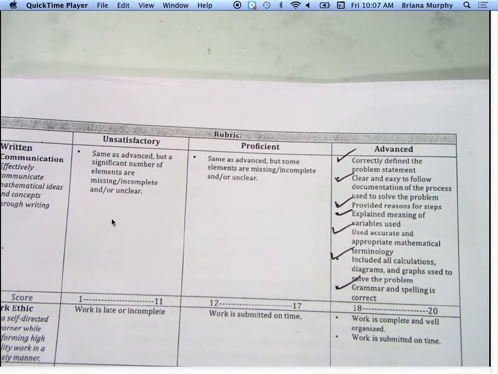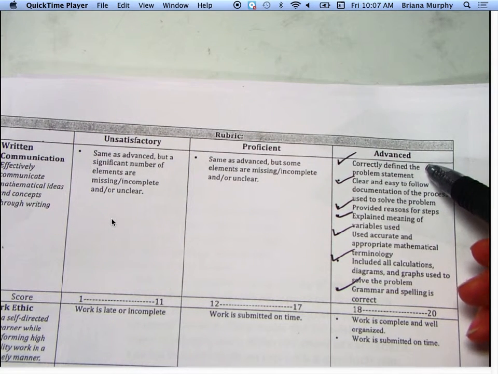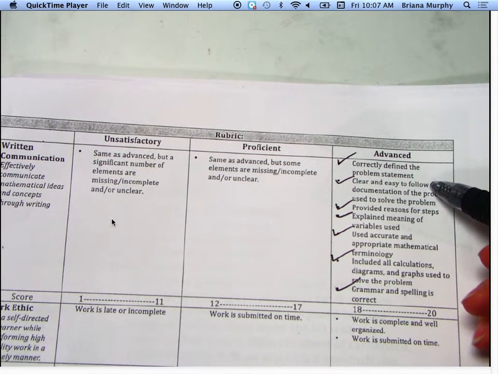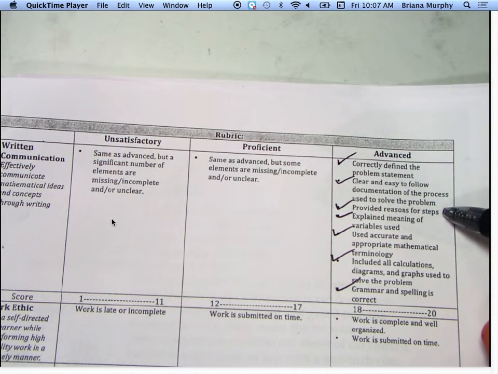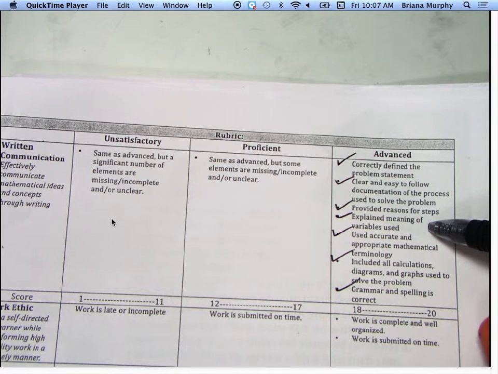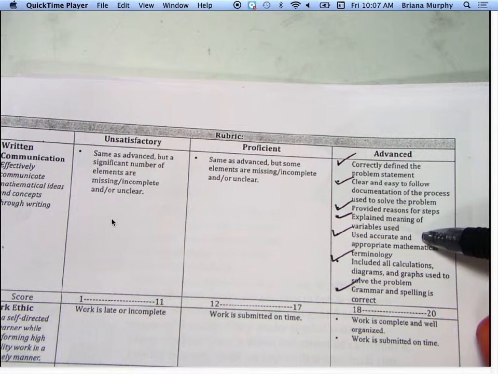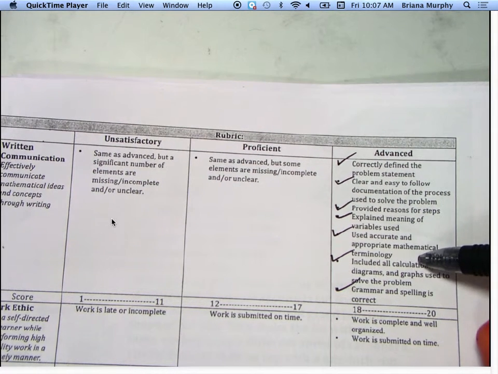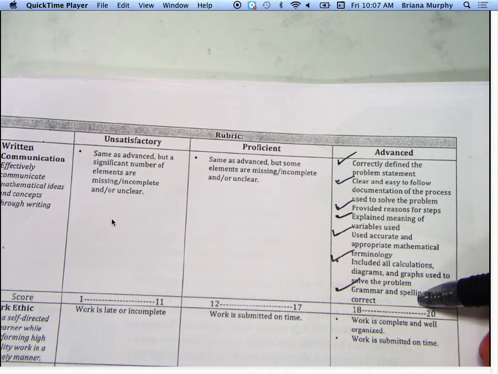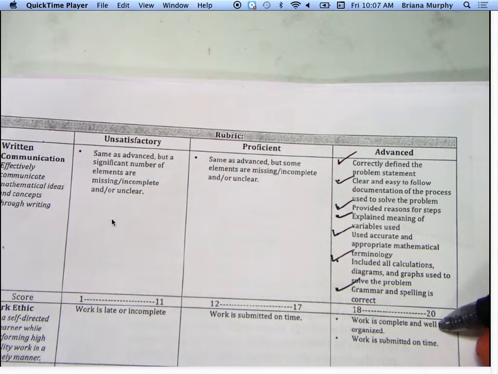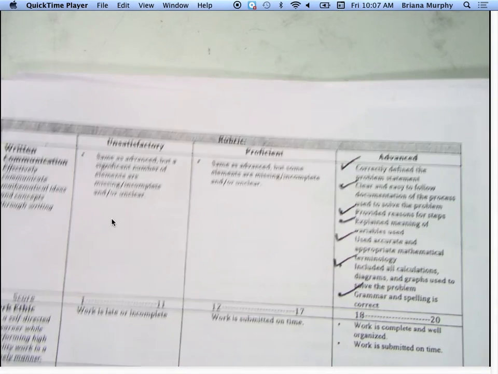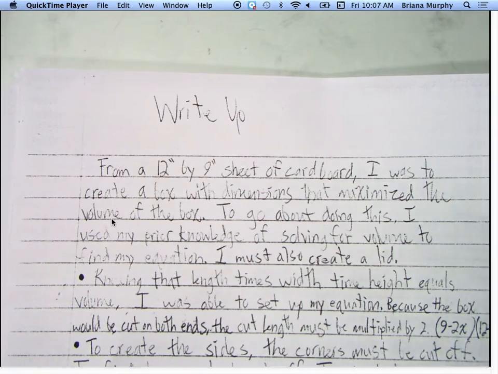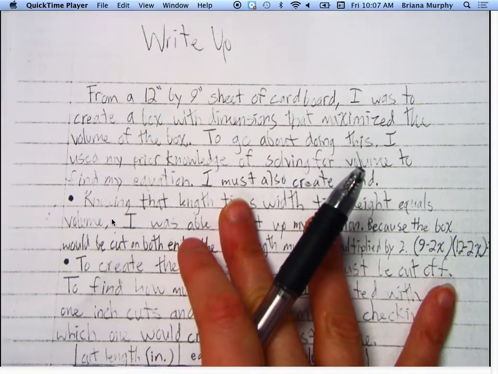And this is an example of a good write-up. It has correctly defined the problem statement, clear and easy to follow, demonstrating the process used, provides reasons for the steps, explains meaning of the variables, used accurate and appropriate mathematical terminology, includes all calculations, grammar and spelling are correct, work is completed and well organized, work is submitted on time. Okay. This is an example of a perfect write-up.